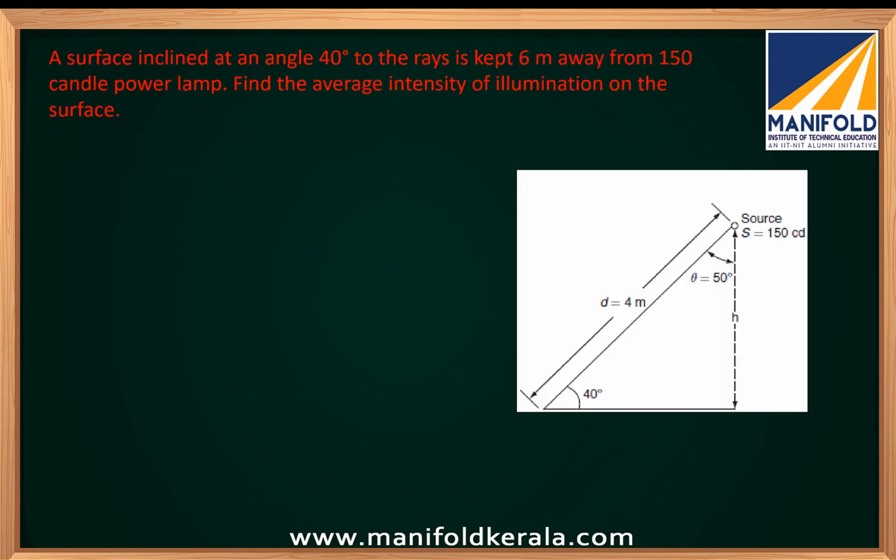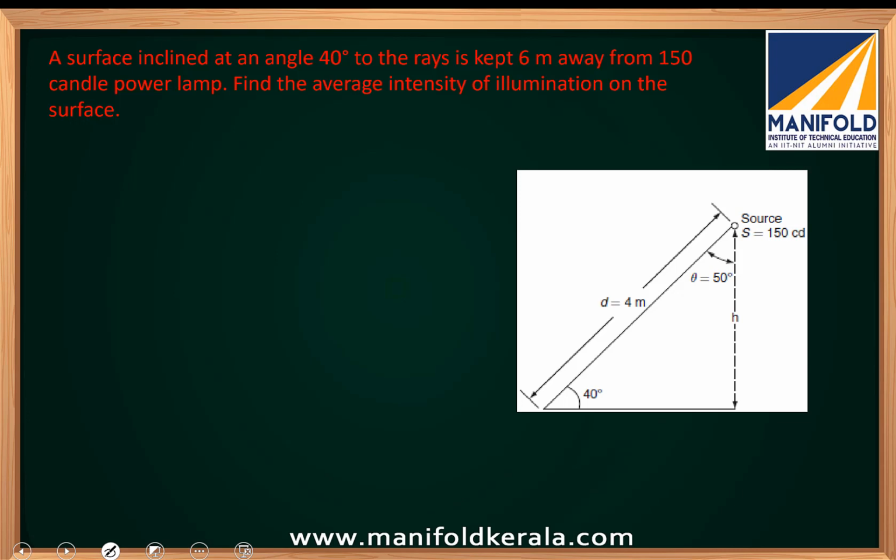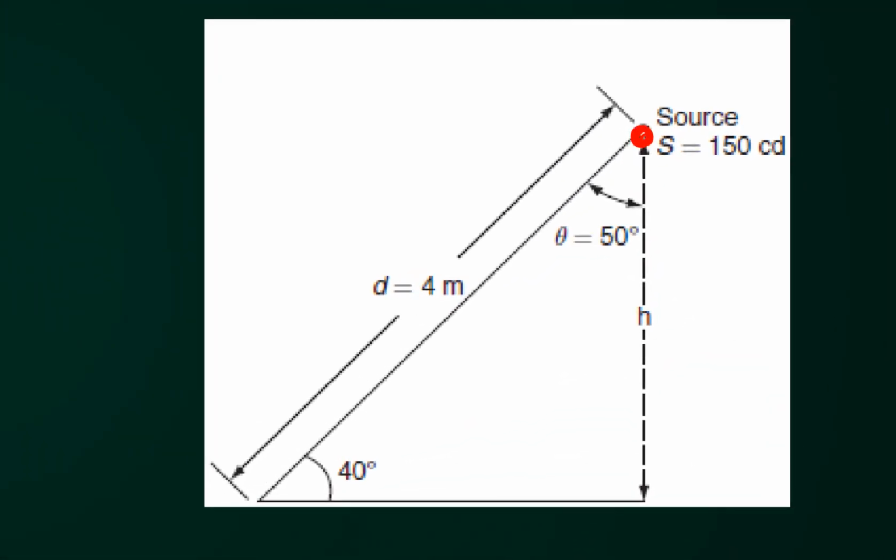Now the next question is: a surface is inclined at an angle 40 to the rays and is kept 4 meters away from the 150 candle power lamp. Find the average intensity of illumination on the surface. So here in the question, this is a source, and its luminous intensity is 150 candle power.